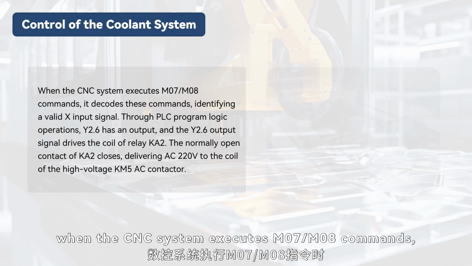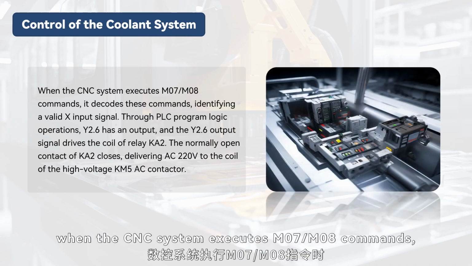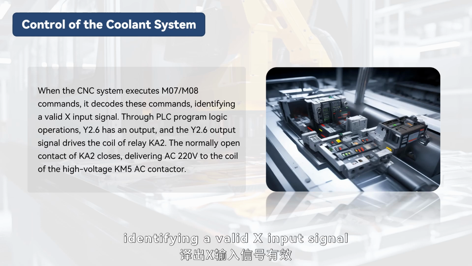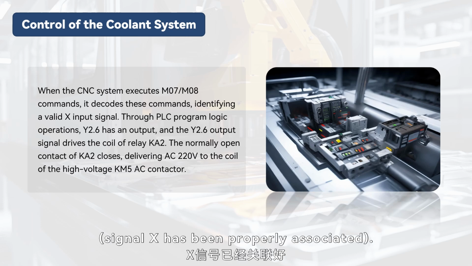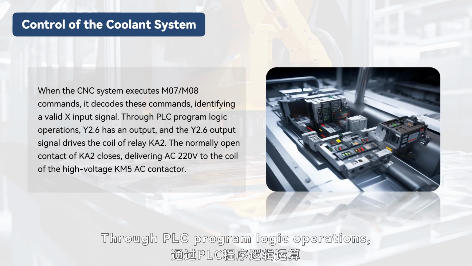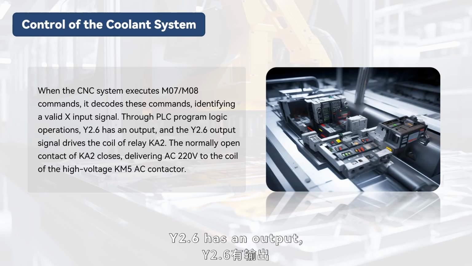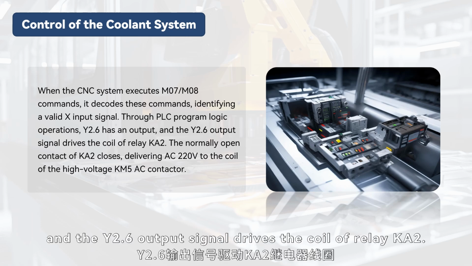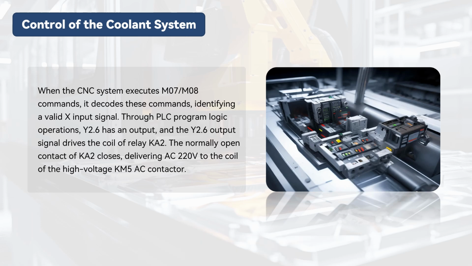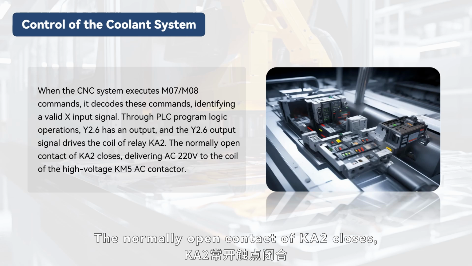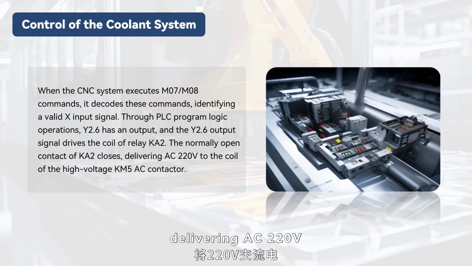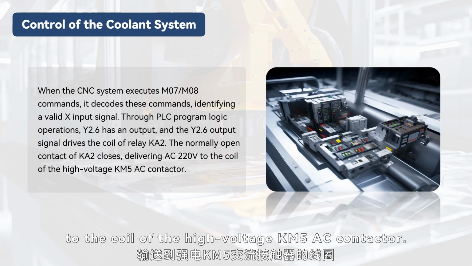Furthermore, when the CNC system executes M07, M08 commands, it decodes these commands, identifying a valid X input signal. Signal X has been properly associated. Through PLC program logic operations, Y2.6 has an output, and the Y2.6 output signal drives the coil of relay KA2. The normally open contact of KA2 closes, delivering AC 220 volts to the coil of the high-voltage KM5 AC contactor.